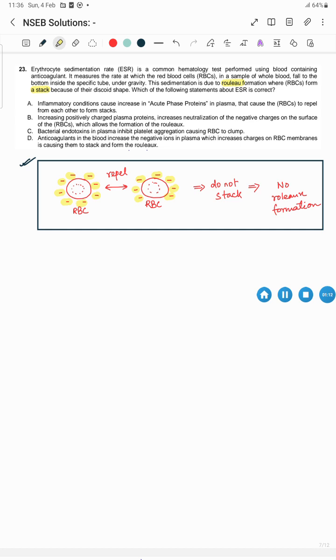Now let us see that only this funda can help us to answer the question by negating. Let's see. Inflammatory conditions cause an increase in the acute phase proteins in the plasma that causes the RBCs to repel from each other to form stacks. No, it cannot be right, because if RBCs repel each other, RBCs cannot form stacks. So this is absolutely making no sense.